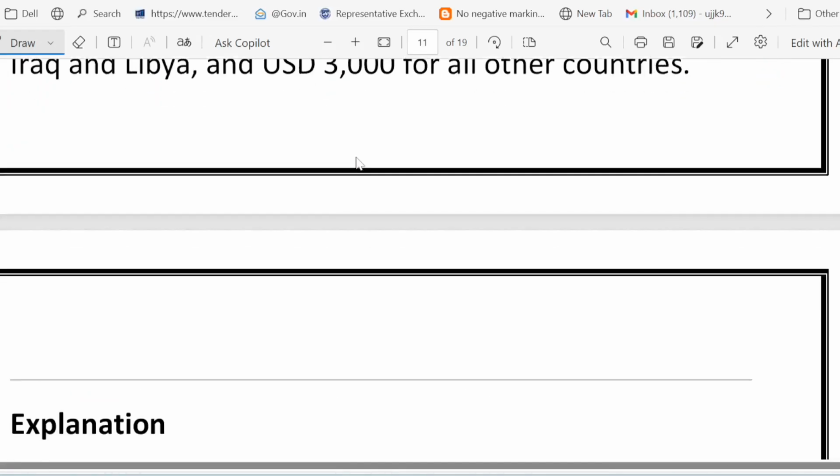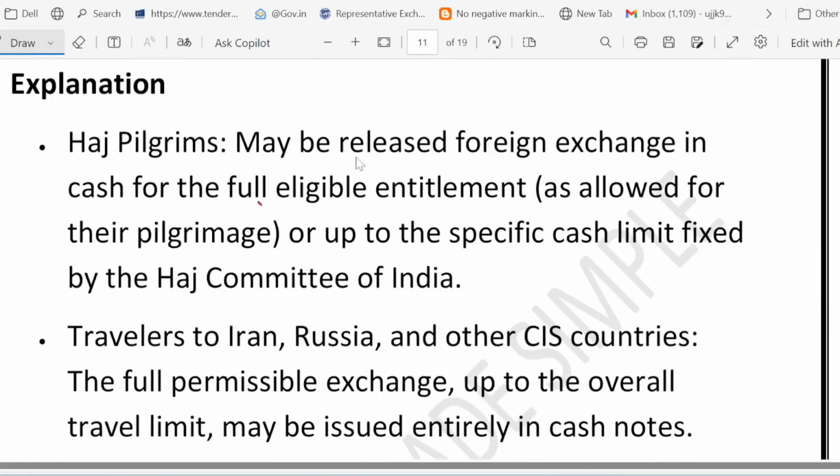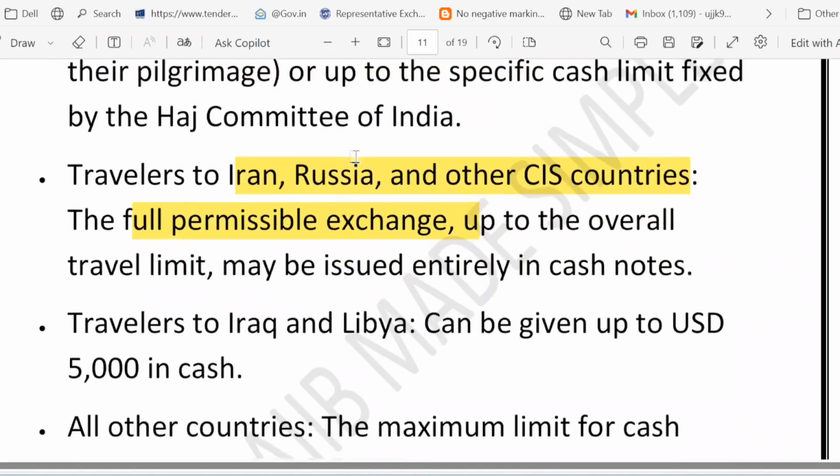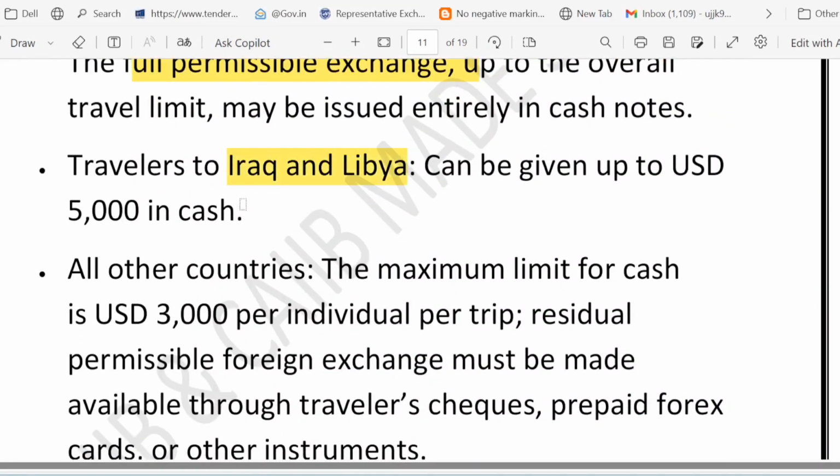So let's summarize the key points. Remember, a Hajj pilgrim gets the full eligible amount. Let me highlight it. If it is a Hajj pilgrim, full eligible entitlement. If it is Iran, Russia and other CIS countries, again full permissible exchange. And if it is Iraq and Libya, just remember $5,000.